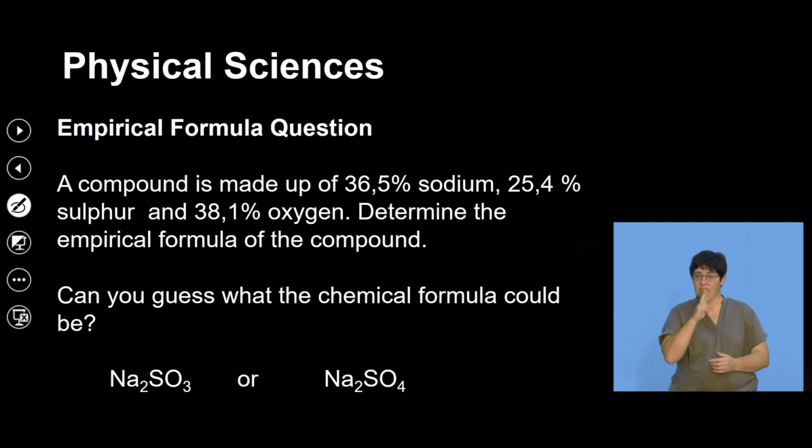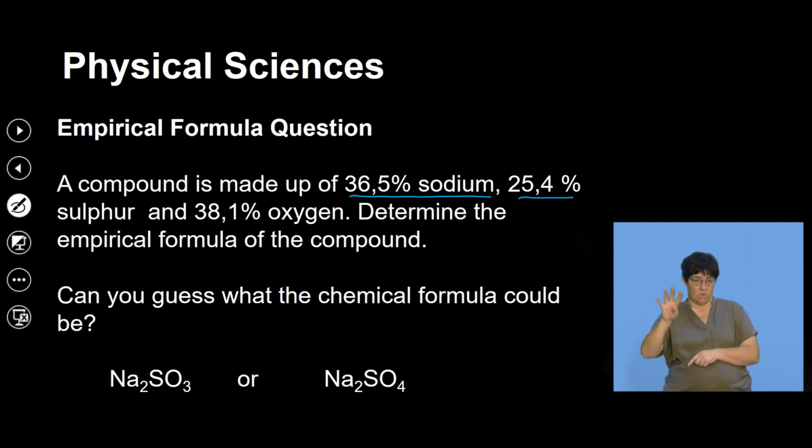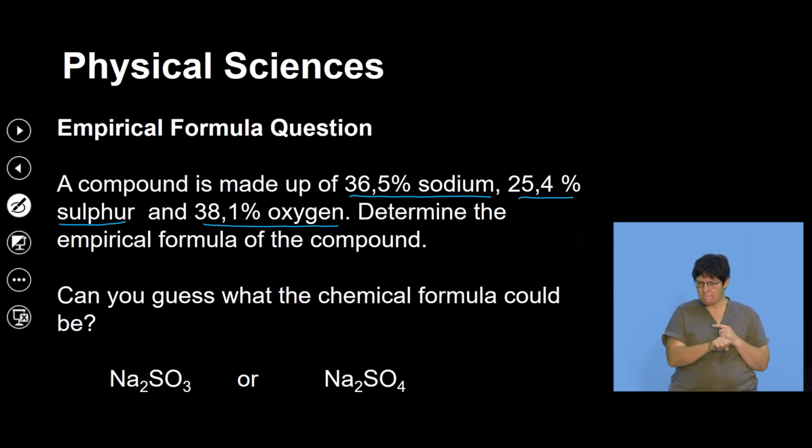Here is a typical example with a compound that is made of 36.5% sodium, 25.4% sulfur, and 38.1% oxygen. Then we want to determine the empirical formula of this compound. Now, before we do all the complex calculations, let's think about it this way. Are we able to guess the chemical formula, because it contains sodium, sulfur, and oxygen in that order? We shall maintain that order.